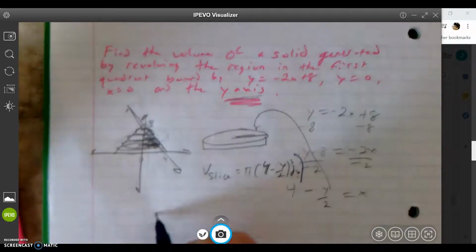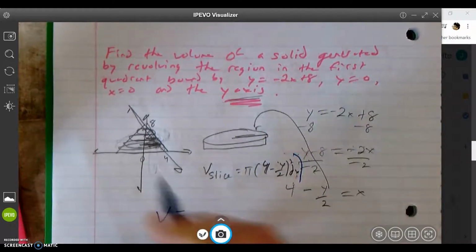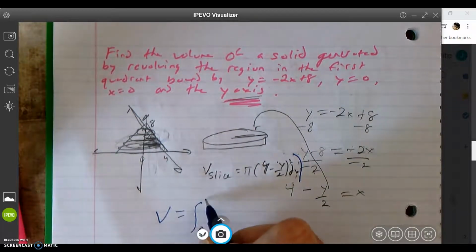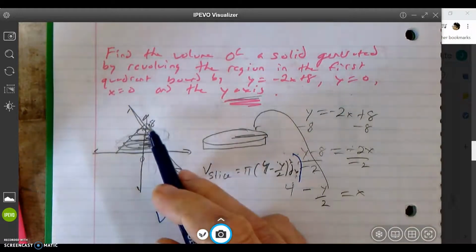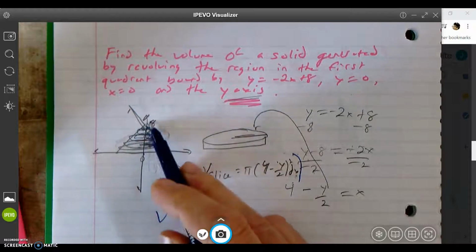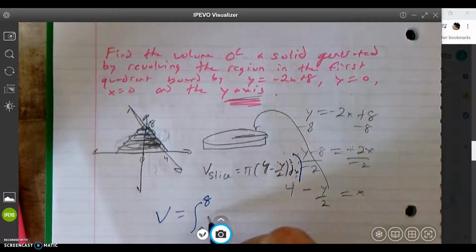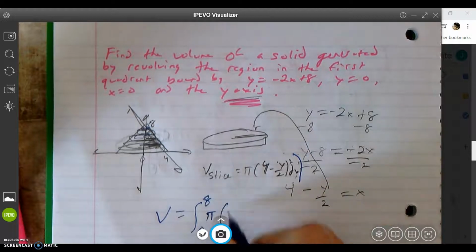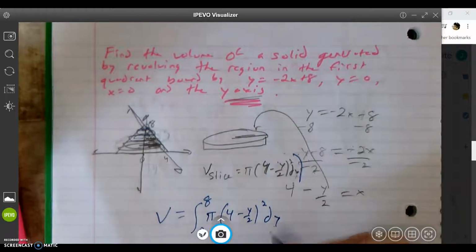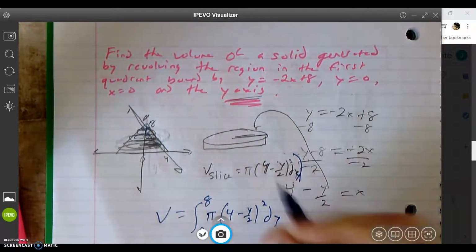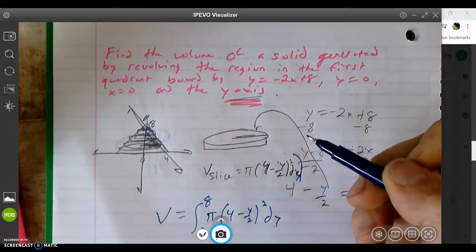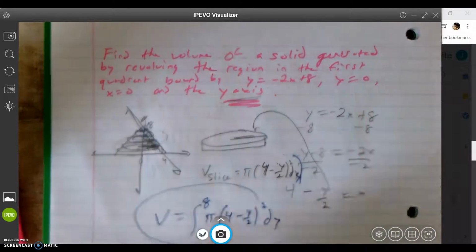Now the volume of the entire cone shape when I rotate it is going to be the integral between 0 and, not 4, but 8, because all of the horizontal circles go from 0 to 8 on the y. Pi times (4 minus y divided by 2) squared dy. Don't forget the dy. That is the width or the height of all of these discs. And boom, we're done.